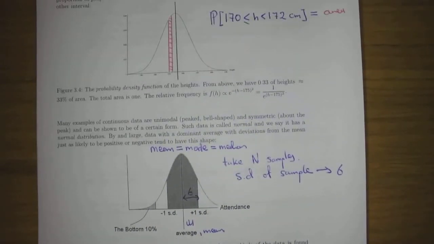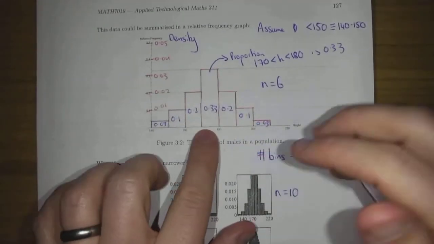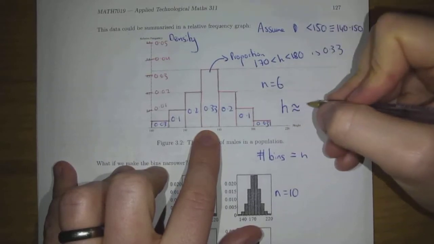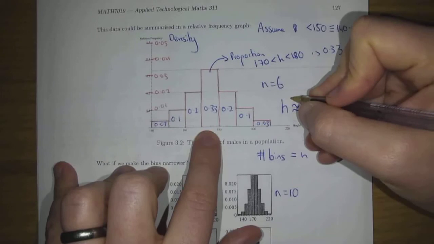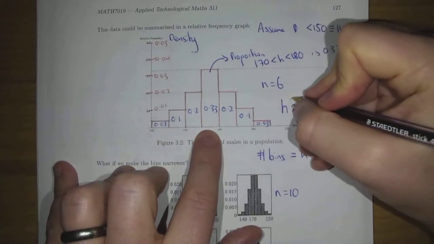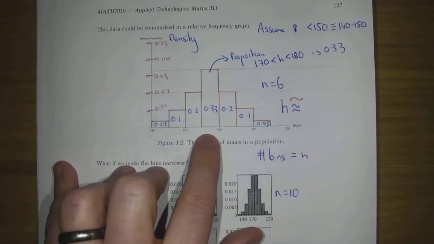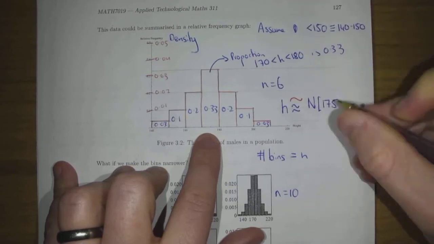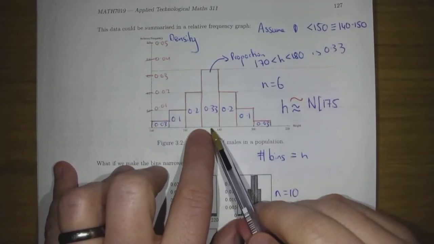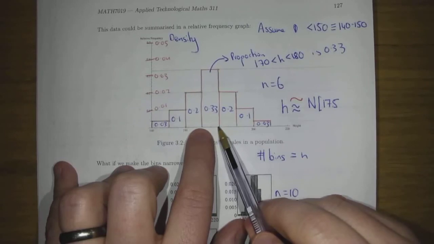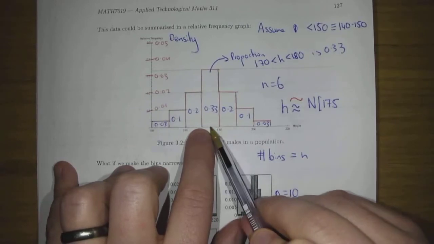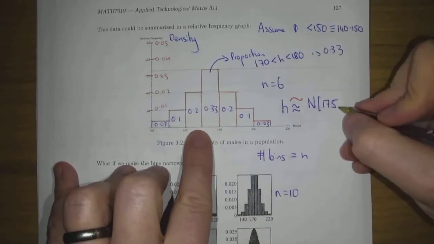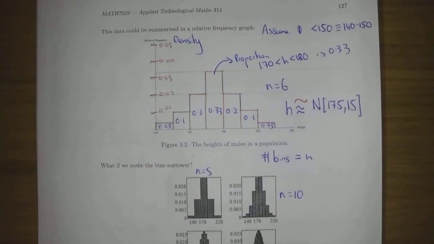So maybe if we go back here and estimate it, this height looks roughly normal, as far as we can tell, and we'll use this symbol for 'roughly distributed as'. The dominant average is 175. Can we get about 1/3 of the data? So here we get 1/6 plus 1/5. From there to there, it's about 20, like 36%, roughly. So 15 centimeters, roughly.